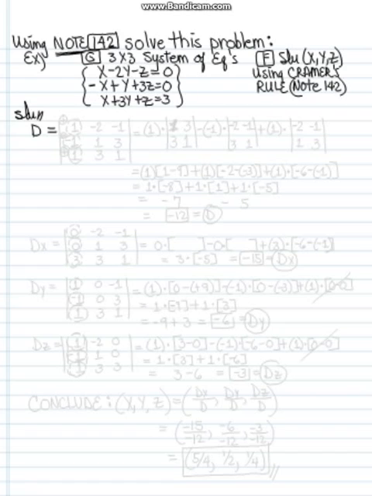is equal to the coefficients of the x's: 1, down below -1, down below 1. Second column are the coefficients of the y's: -2, down below 1, down below 3. And then the coefficients of the z's: -1, down below 3, down below 1, determinant.